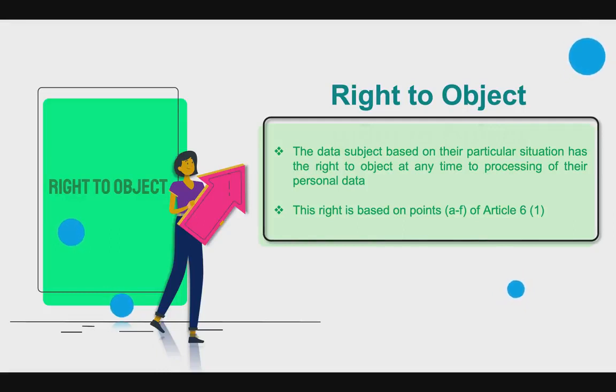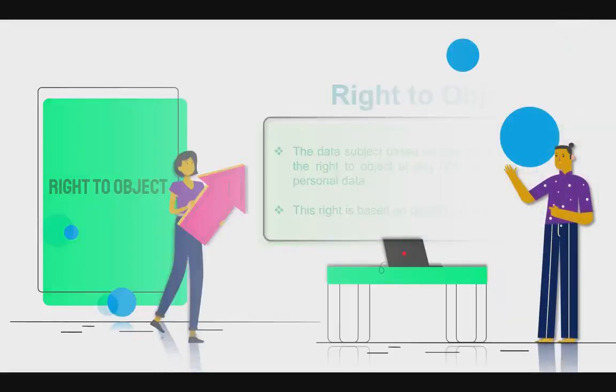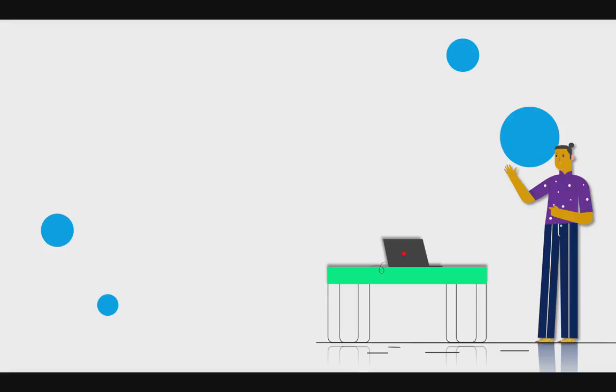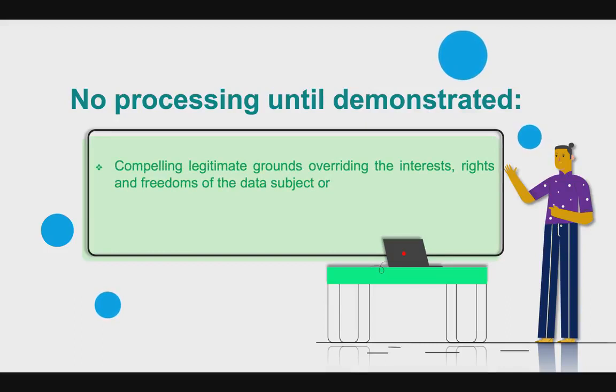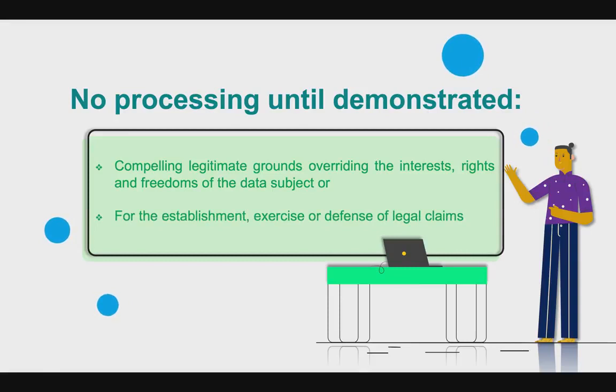Once the data subject has objected to the processing, the controller shall no longer process the personal data, unless the controller demonstrates compelling legitimate grounds for the processing, which overrides the interests, rights, and freedoms of the data subject, or they are meant for the purpose of establishment, exercise, or defense of legal claims.